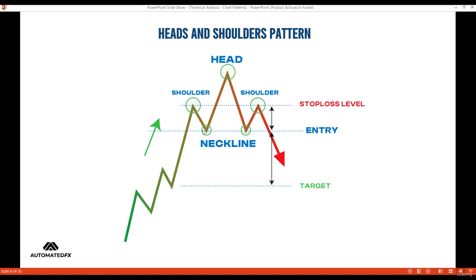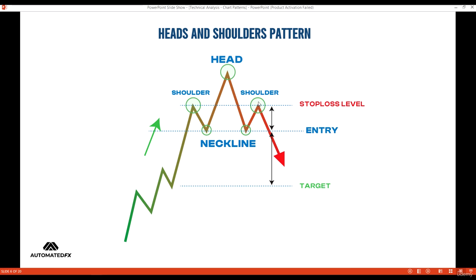Then the market came here and hit this level, which we call the shoulder level, and then came down here and made a higher low, making this the neck level. Let's assume this is a support level. Then it came here, broke this level, and made this upper level, which we call the head. Then it goes down, broke this level, and made another low here, an equal low with the previous low. We now call this the neckline.